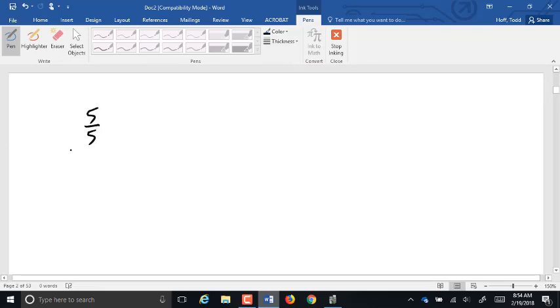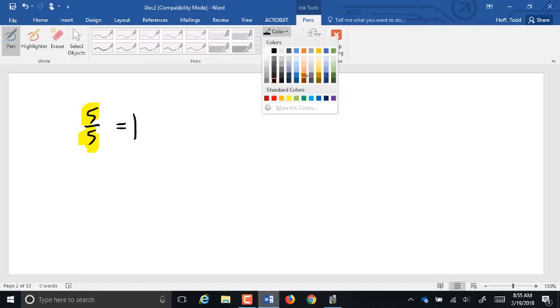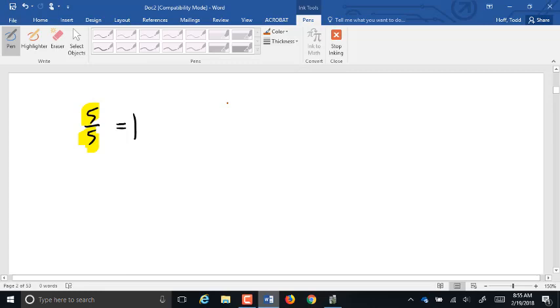What does that mean, 5 over 5? It's equal to 1. Remember, our definition is the bottom number tells us how many pieces it takes to make a whole object. The top is how many pieces we have. We have 5 pieces, and it takes 5 of them to make a whole object. So we have exactly one whole object. What's that equal? 1.